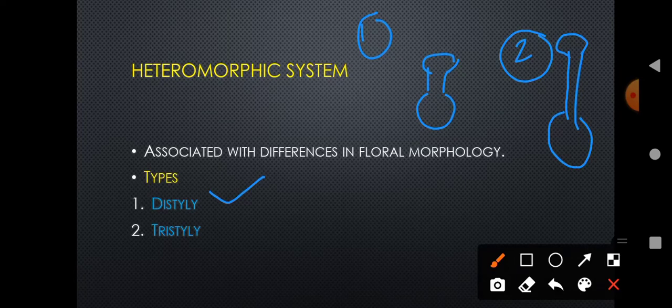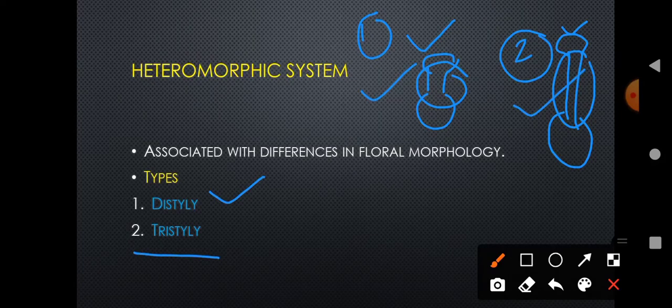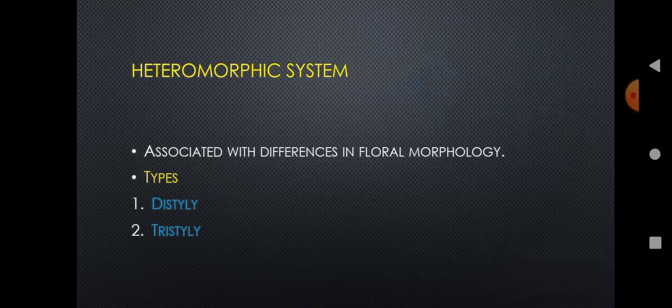So what is the difference you can see over here? It is clearly visible that in the first flower the length of the style is very short, and in the other flower the length of the style is so long. So this is the difference: two types of styles exist, the short and the long. This is Distyly, and the second one is Tristyly, where there are three types of style: one is short, another is long, and the third is medium.